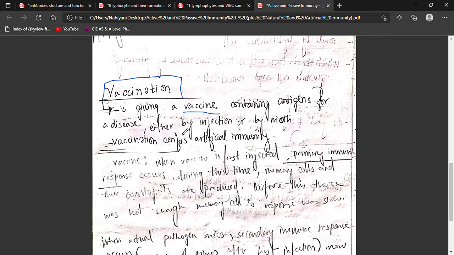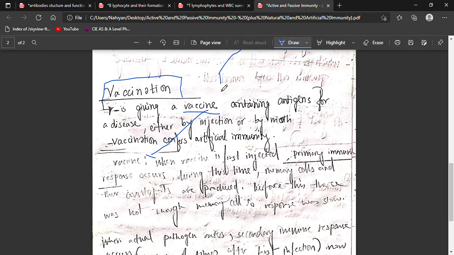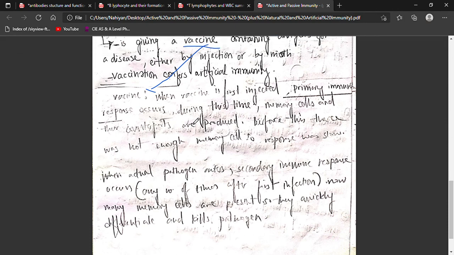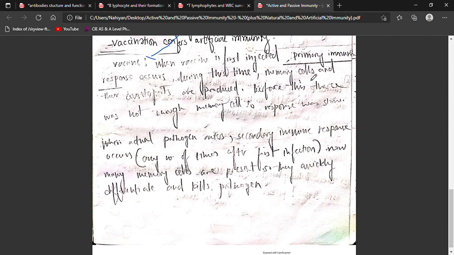But what is a vaccine? A vaccine contains a dead strain, as I said earlier. So let's look into it further. When a vaccine is first injected, a primary response occurs, and during this time, memory cells and their counterparts are created. What I meant by this is that a plasma cell is created, and along with this, a memory cell is also created, so that if the plasma cell dies, the memory cell can again divide if we are actually infected.